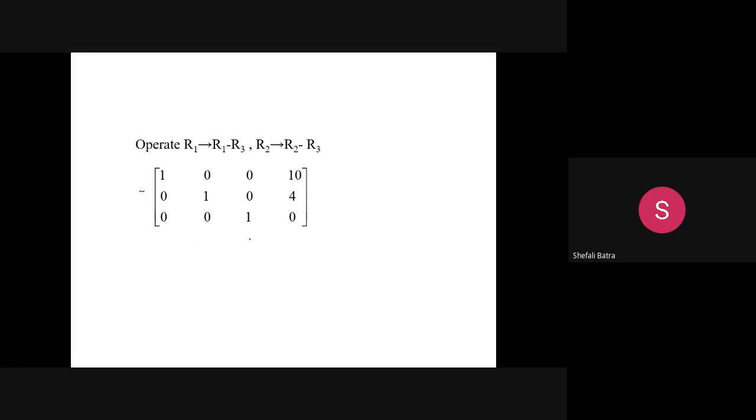But for the normal form, you need to make this entry 0 as well as this entry 0. So how can I make these entries 0? Anyone who can tell me? But you can only make one entry 0 here. Why, beta? Because anyway we will subtract by some row and it will not be 0. Only one can be 0.